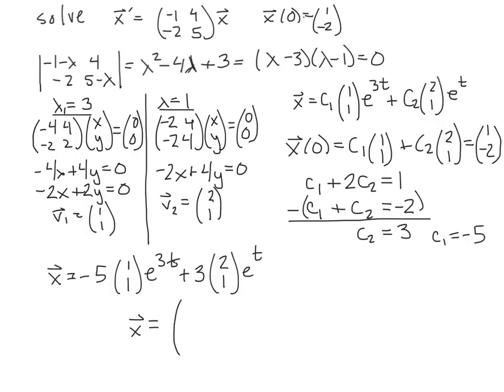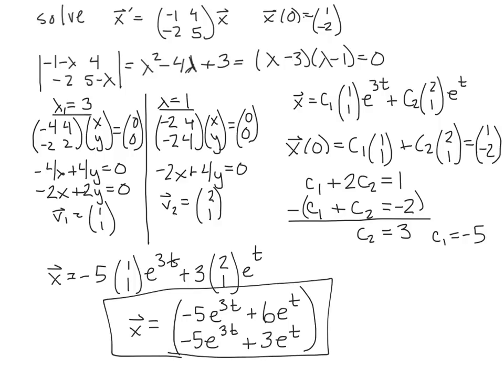So what that means, again, I'm going to look at everything on the top. So on the top, I have a negative 5 times 1. That's a negative 5, and that one is multiplied by e to the 3t. And I have a 3 times 2, so that's a 6, and that's multiplied by e to the t. On the bottom, I have a negative 5, and that one's multiplied by e to the 3t. And then I have a 3 times a 1, and so that's 3 times e to the t.